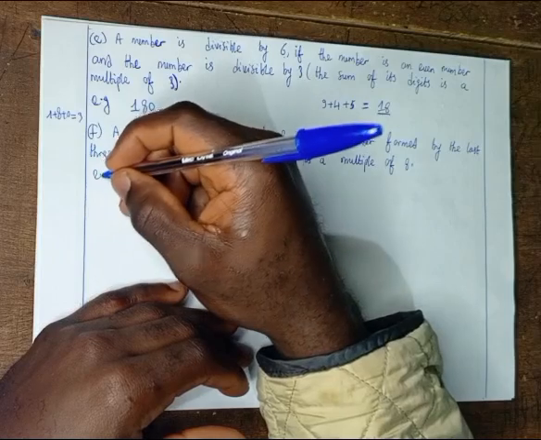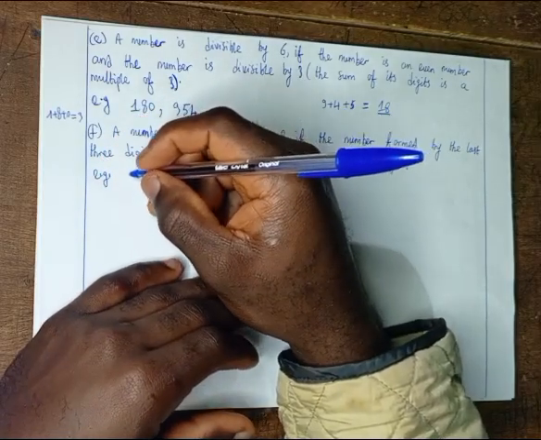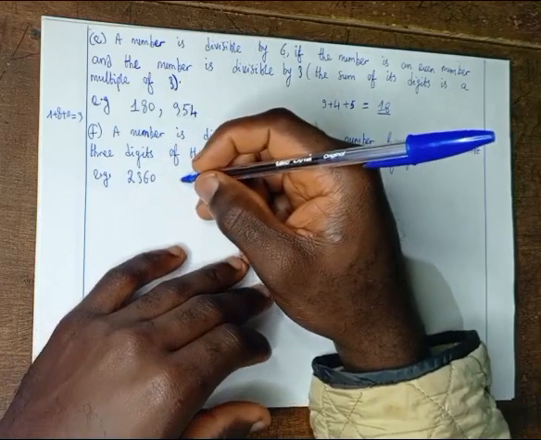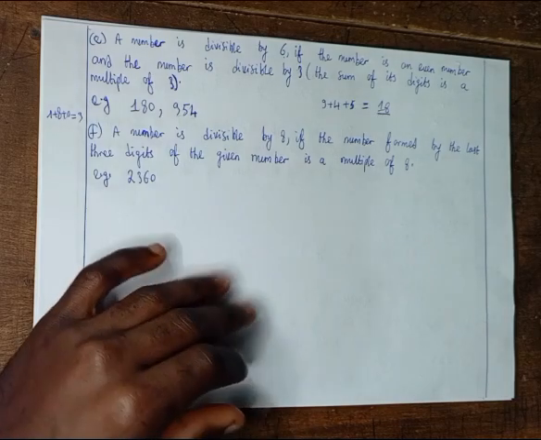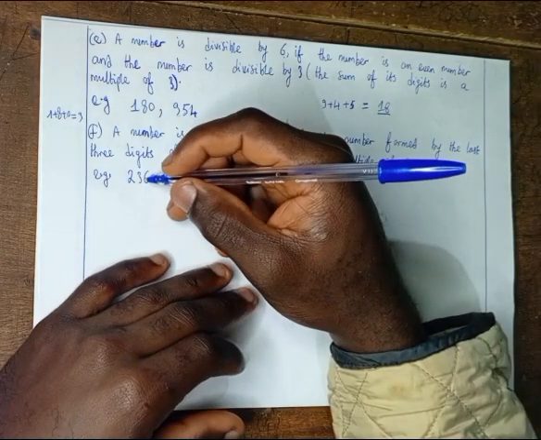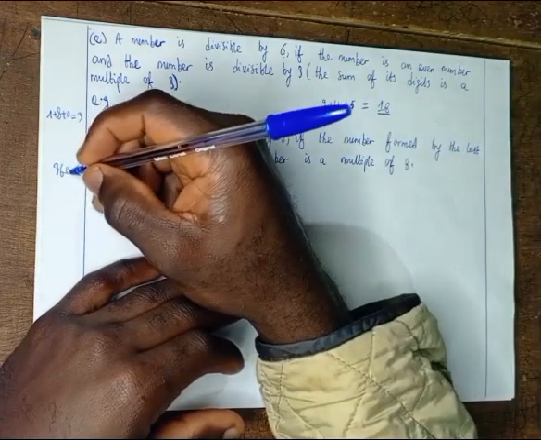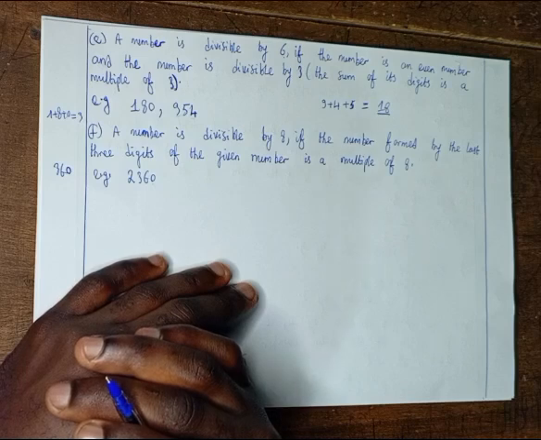Let's take, for example, the number 2360. This number 2360 is divisible by 8 because the number formed by the last 3 digits of this number, 360, is a multiple of 8.